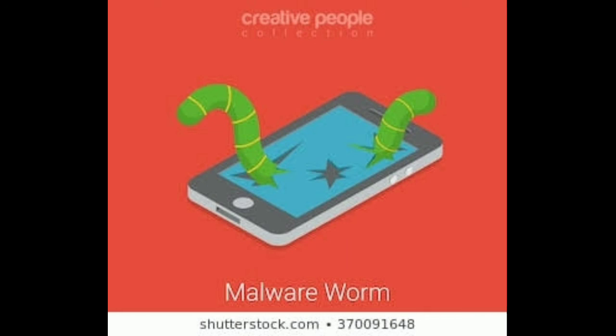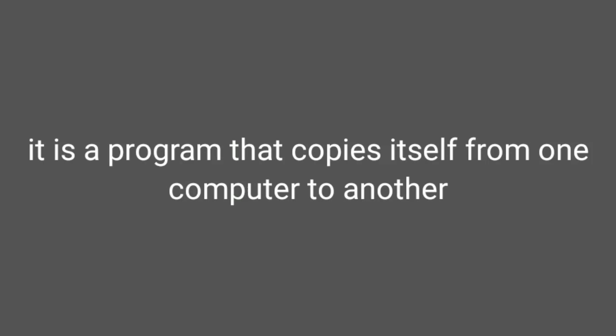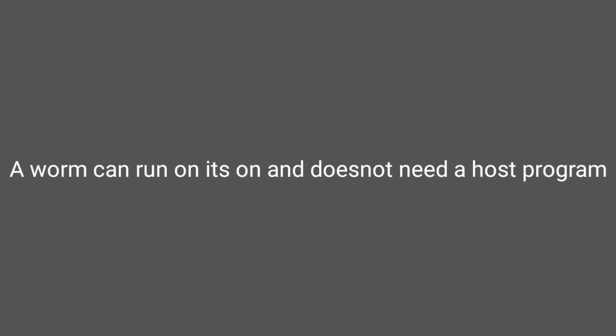We have seen inside the Trojan horse that they cannot spread on their own. They can spread only if they are copied to another system. But a worm is a program that copies itself from one computer to another. That is, a worm is capable of spreading to other computers on their own. In Trojan horse we have seen that they cannot spread on their own, but a worm can spread on its own. And a worm can run on its own and does not need a host program.